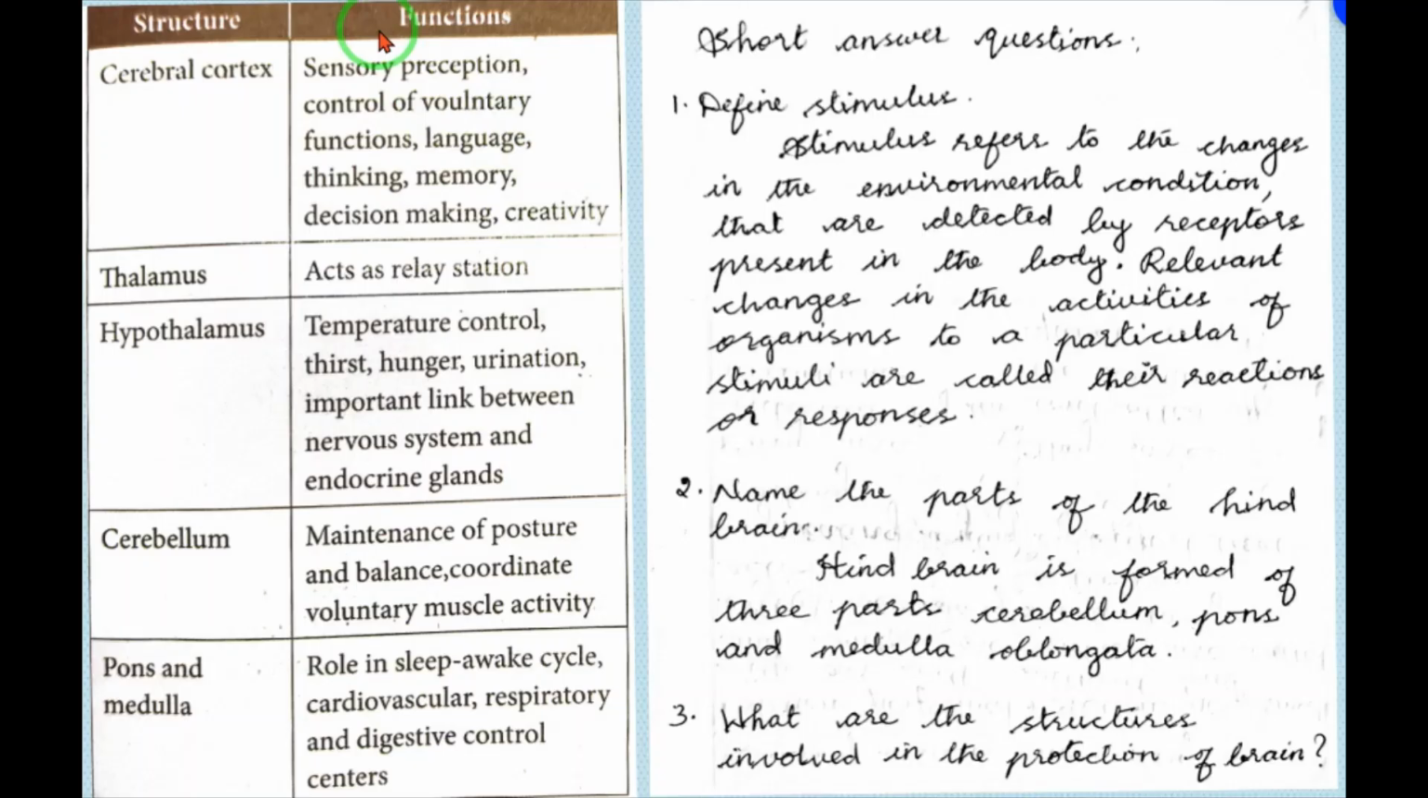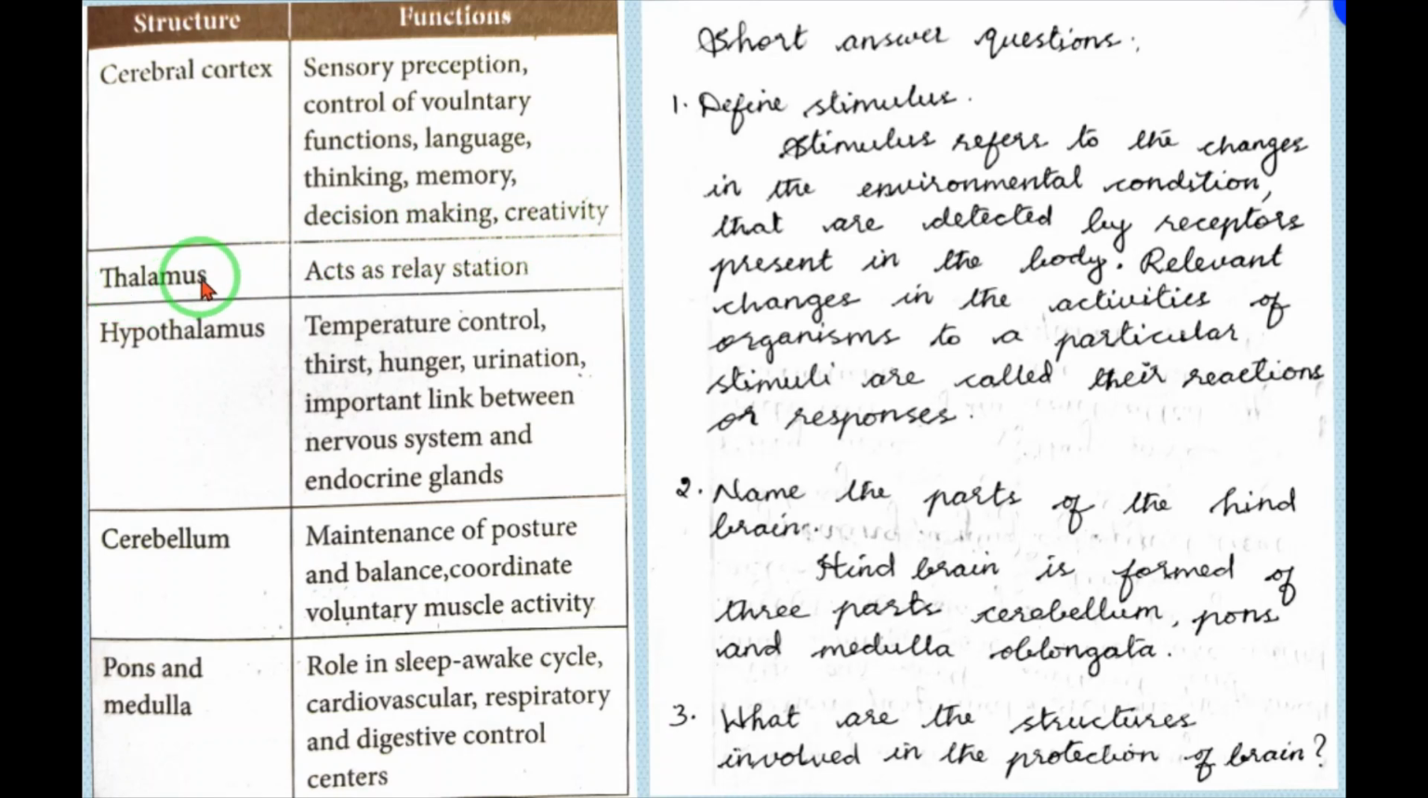Now let's see the functions of the human brain. First, the structure cerebral cortex. Function: sensory perception, control of voluntary functions, language, thinking, memory, decision making and creativity.